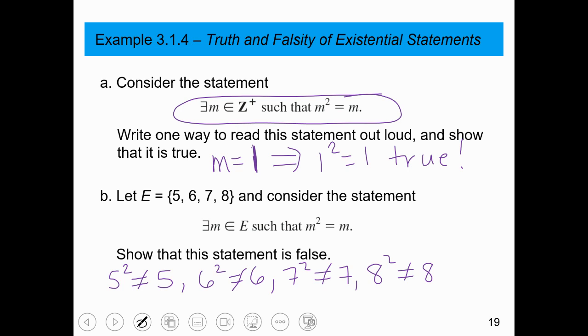And you see here for the existential statements, it's exactly the opposite. To show that an existential statement is true, we only need to show that it's true for one value. To show that it's false, we must show that it's false for every value. So take a moment to process that and make sure that makes sense to you.